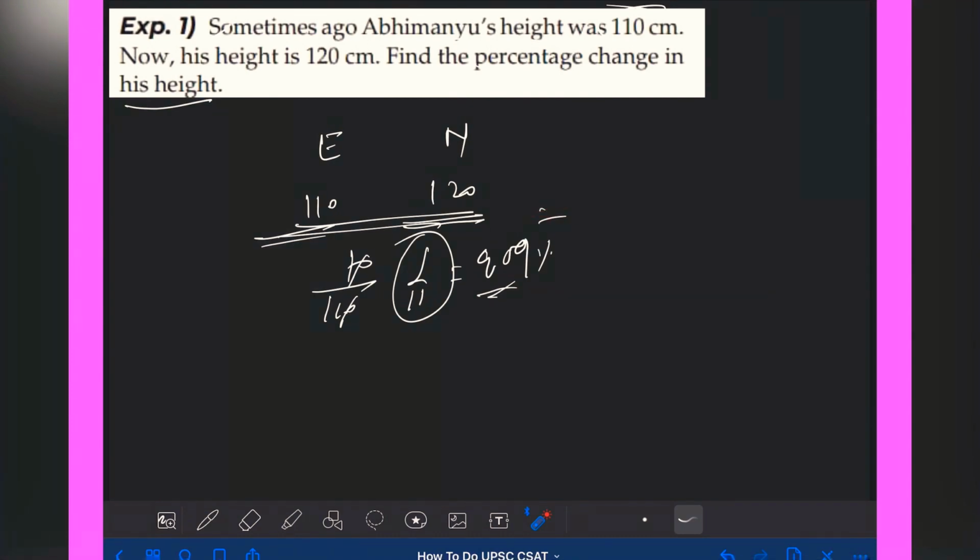So the thing is, in maths, how do you do problem solving in a fast way? You know how to calculate. So your calculation is fast.